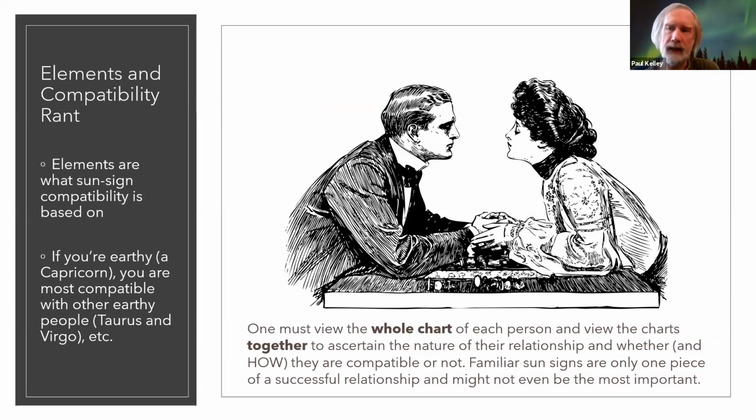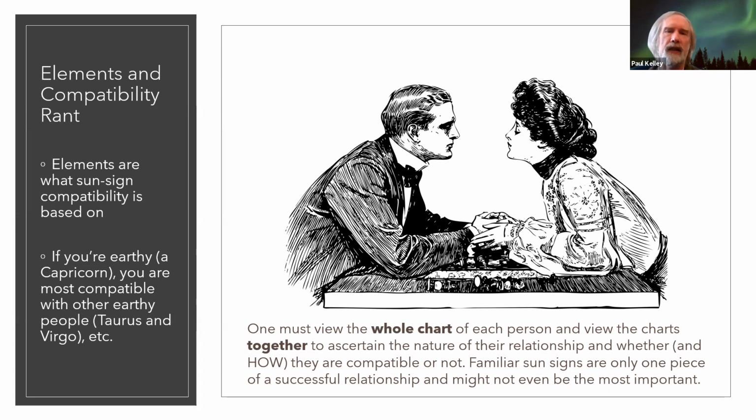Okay, so here's a little rant. When you get those little posters, Capricorn is compatible with Taurus and Virgo, avoid Cancers, avoid Aries, and avoid Libras. Well, that's based on sun sign astrology. First of all, there's a lot more than your sun sign. It may not even be the most important thing in a relationship. We're going to talk about the planets. I'm going to cover that in my next lecture.